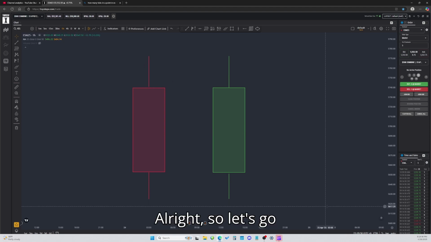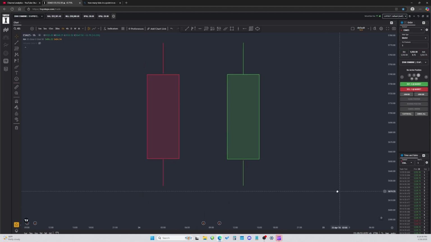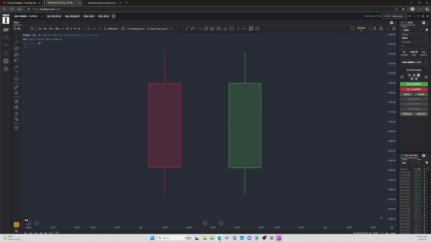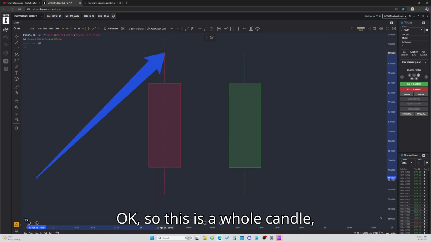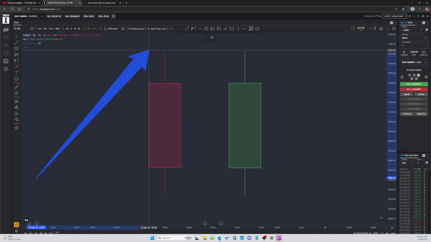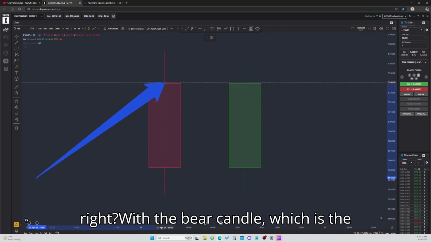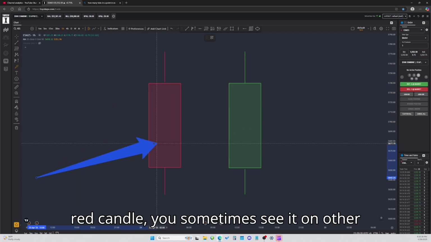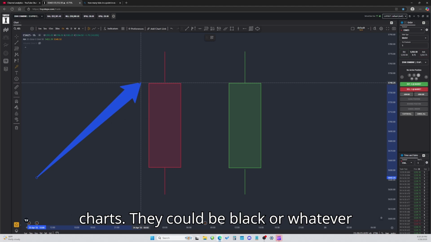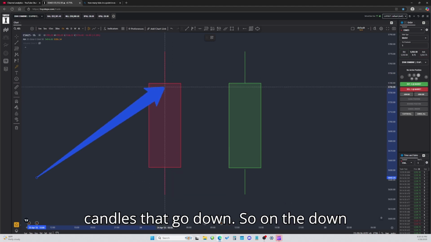All right. So let's go over candle basics. Okay. So this is a whole candle, right? With the bear candle, which is a red candle, you sometimes see it on other charts. They could be black or whatever. You change them, but these are the candles that go down.